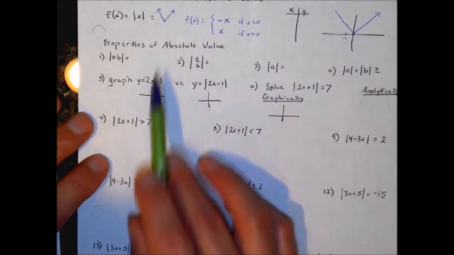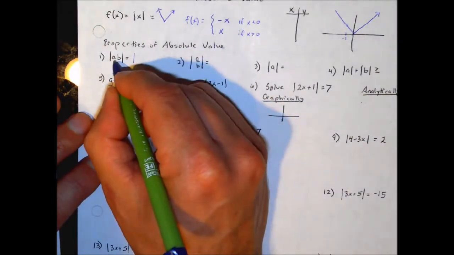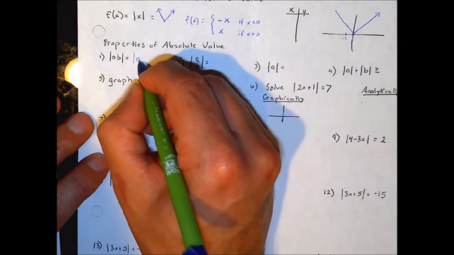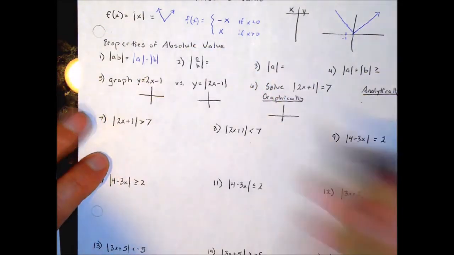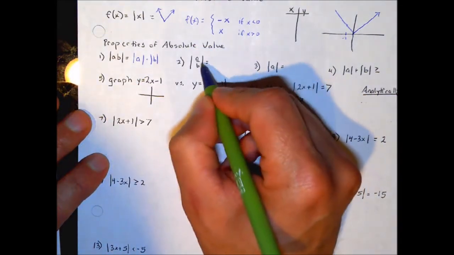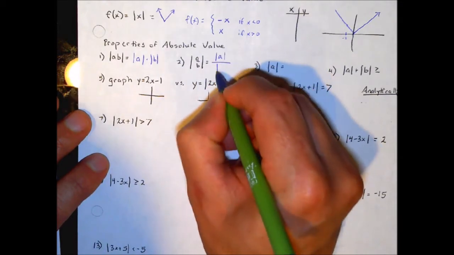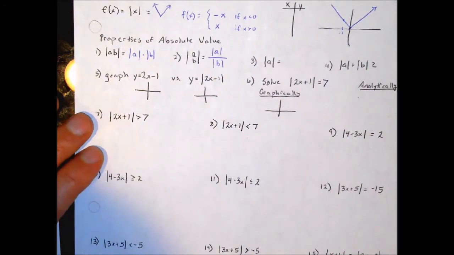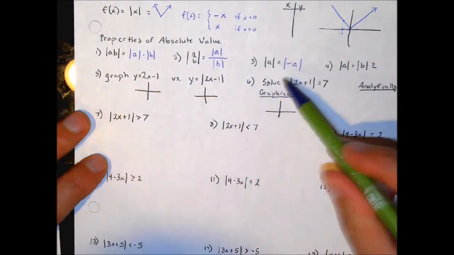Some different properties of absolute value. We have the absolute value of a times b is the same as the absolute value of a times the absolute value of b. Same thing for divide. The absolute value of a divided by b is the same as the absolute value of a divided by the absolute value of b. And the absolute value is equal to the absolute value of the negative, because it makes it positive.